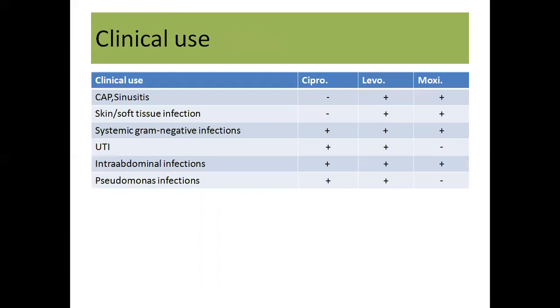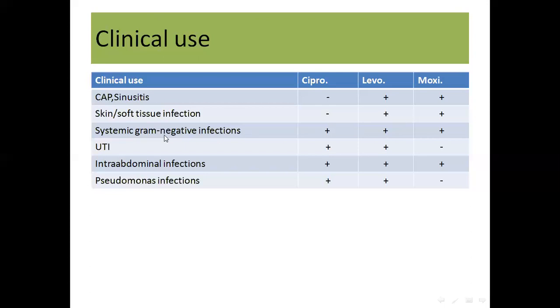We will talk about clinical use based on the spectrum of activity we discussed. For community-acquired pneumonia and sinusitis, we expect gram-positive bacteria. So Cipro should not be used, but Levo and Moxi both have activity against gram-positive bacteria and can be used. Skin and soft tissue infection is also gram-positive bacteria, and Cipro should not be used, but Levo and Moxi can be used.